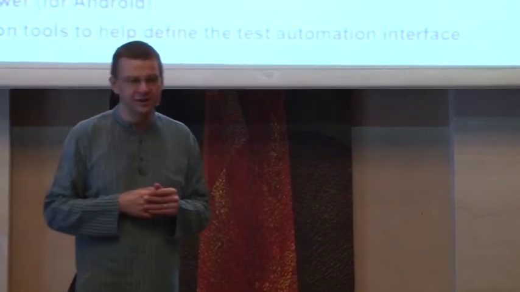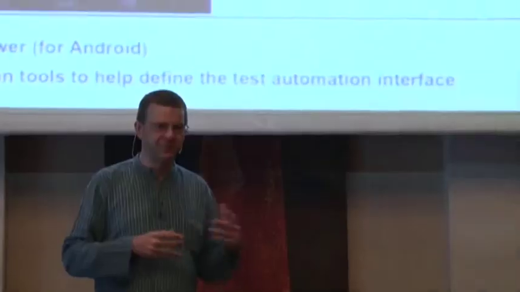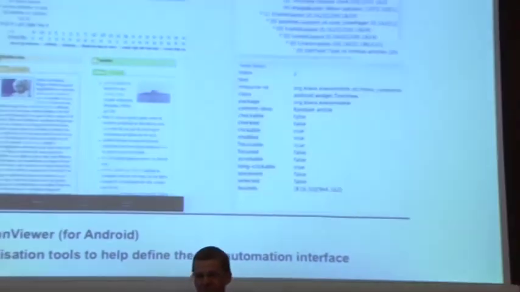This is the Android UI automation viewer tool. There's something similar in iOS instruments that allows us to see the screen structures.